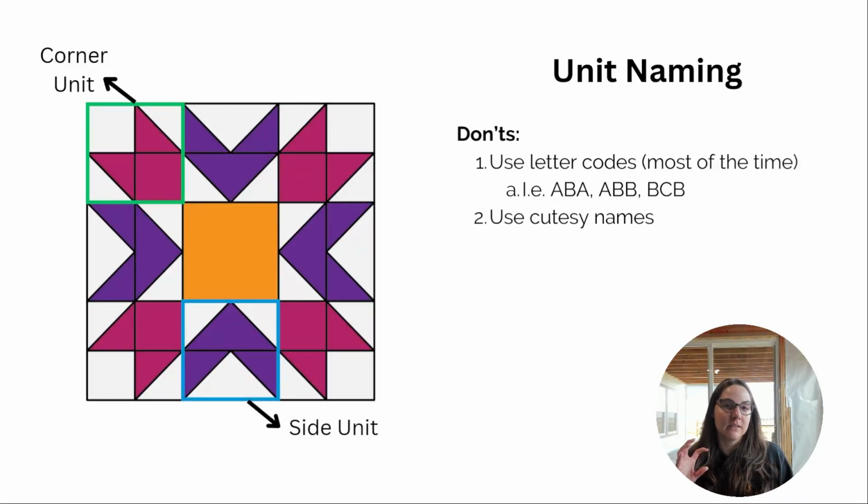Now, things like flying geese and HSTs, use those names, right? Everybody knows what a flying geese is. Everybody knows what an HST is. But for stuff that's more complicated than that or is multiple shapes coming together, think about the name that you're giving that unit. And I highly encourage giving that unit a name because it does make the pattern a lot easier to follow. Alrighty, that's all I've got for today.